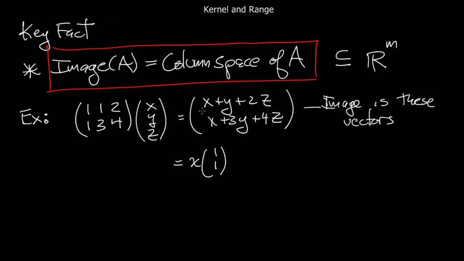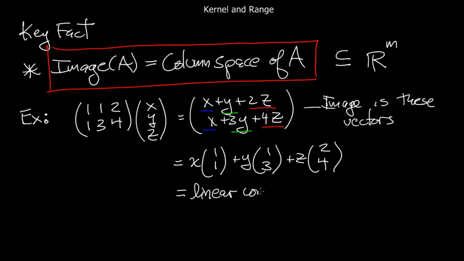Just looking at the coordinates, the coefficients of x over here are both 1, plus y times 1, 3, plus z times 2, 4. So these vectors, which are in the image, which are what I get by varying x, y, and z, it's just the same thing as taking a linear combination of the columns 1, 1, 1, 3, and 2, 4 of the original matrix. So that's all there is to it. The image is exactly the same thing as the column space, the linear combination of the columns.